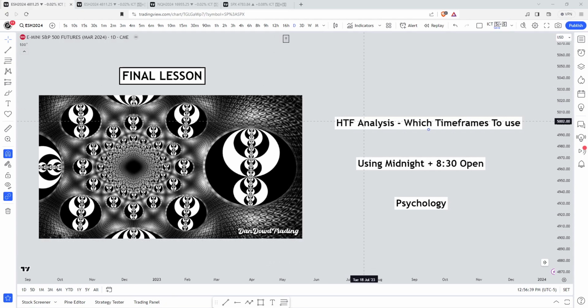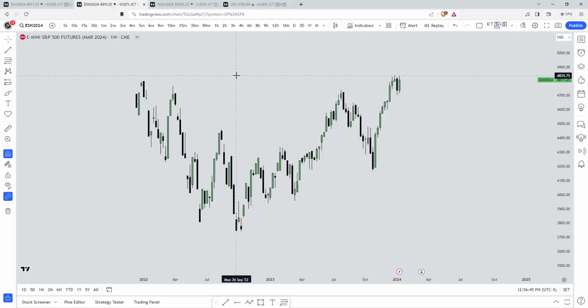We already talked about how to find a draw on liquidity, but the next question may be, which time frames do you use? I know that is a common question because a lot of people are using weekly and daily charts. You don't always need to rely on these very high time frames to frame a bias.